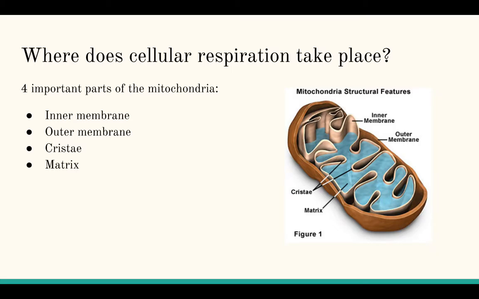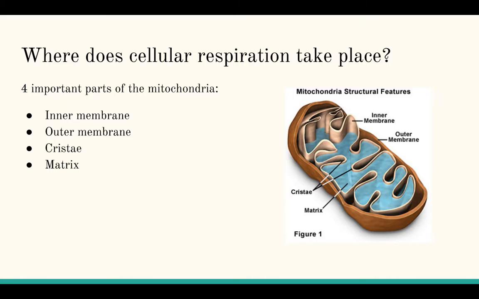mitochondria is that plant cells have mitochondria too. So yes, they use the chloroplast to make glucose, but they still need a way to take that glucose and make it into ATP. Even though plants aren't moving and breathing and have beating hearts, they still need energy to do all the processes that keep plants going. So just keep that tucked in the back of your mind. Plant cells have mitochondria too.